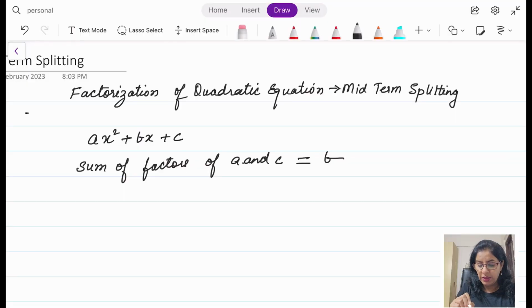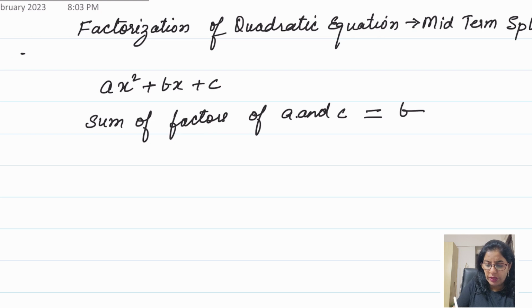So if the quadratic expression is of the form ax square plus bx plus c, then what do we do? We have to find the product of a and c. The product of a and c should be such that the sum of the factors of your product should be equal to b. Now let's understand this with the help of an example, then you will get it better.